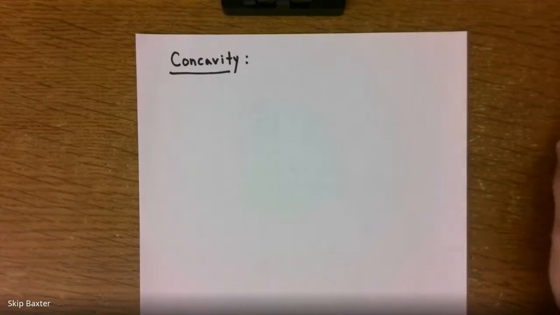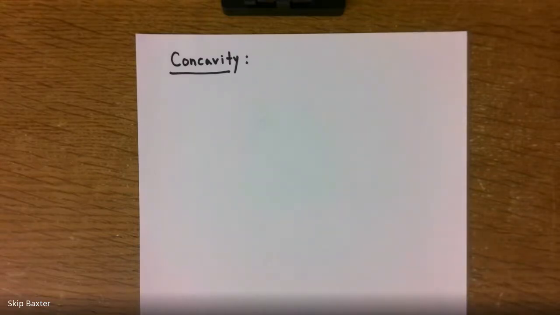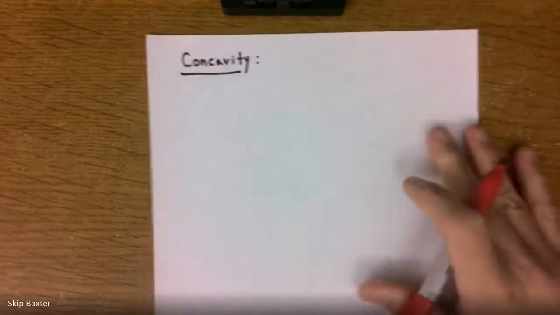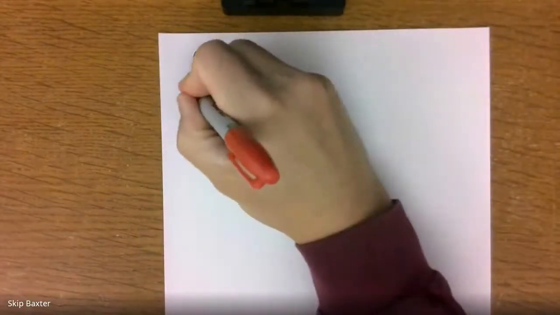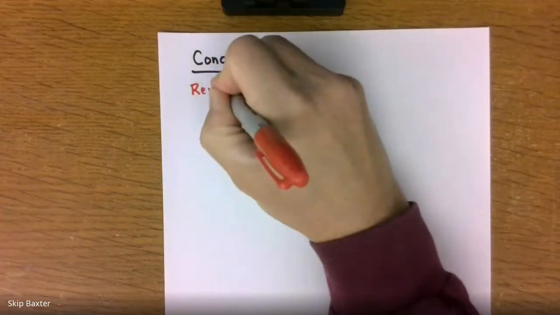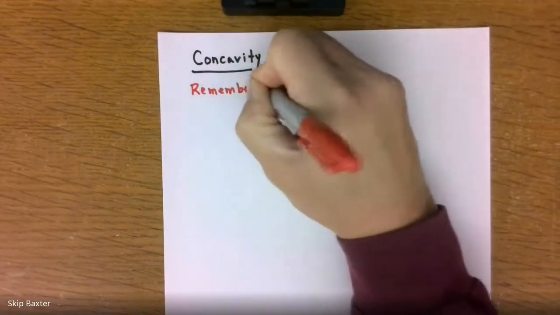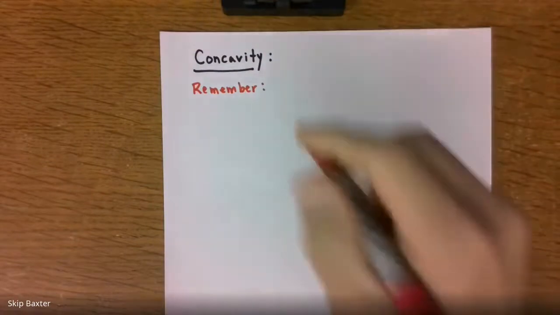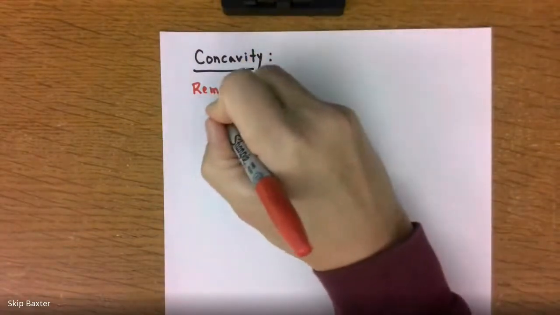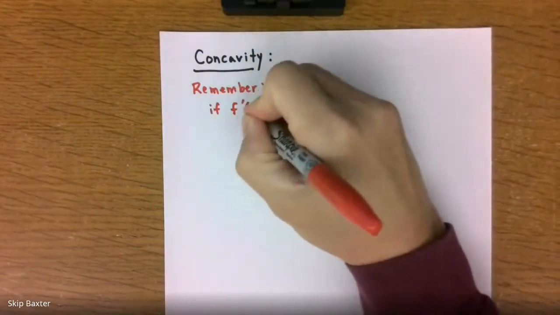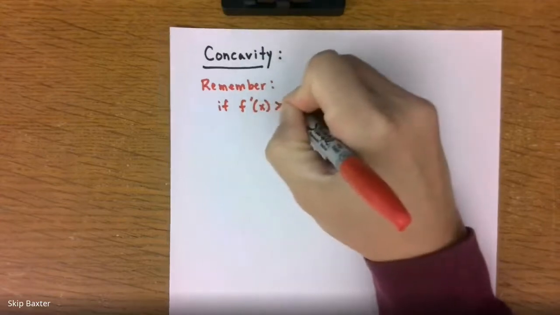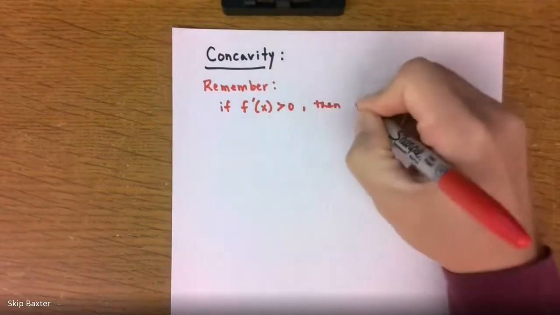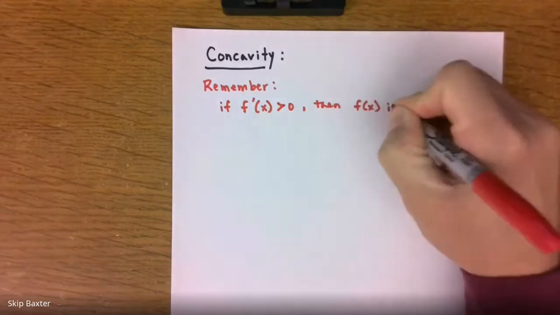Today, this is the AP Calculus lesson dealing with concavity. So, remember, for any function f of x, if f prime of x is positive, then f of x is increasing.